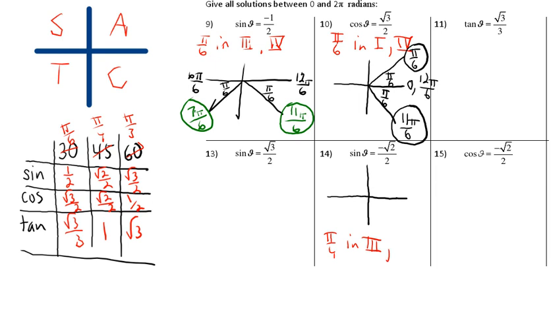Brian, you think you can handle the final answers? Or you want me to pick on somebody else? 5 pi over 4. Good. 5 pi over 4, because I'm after 4 pi over 4. And how about this fourth quadrant answer? 7 pi over 4. Good. I'm before 8 pi over 4. So my answer is 7 pi over 4.